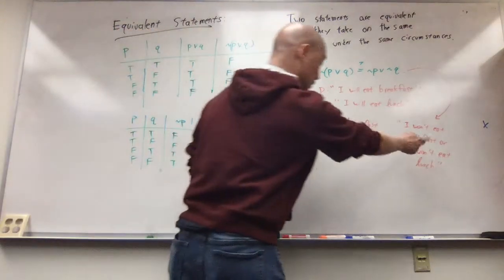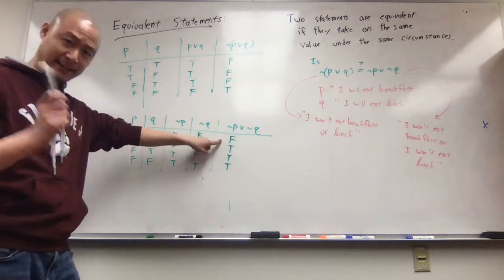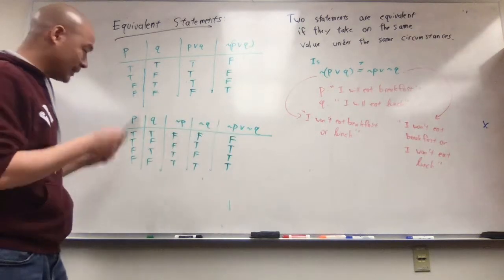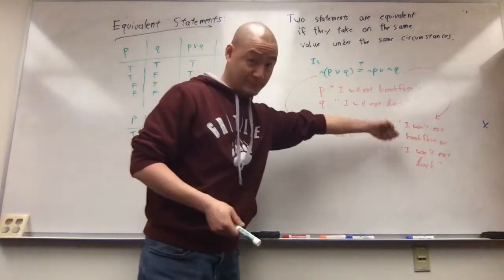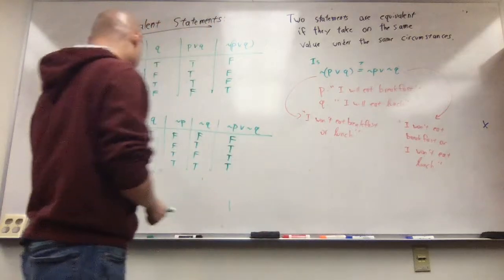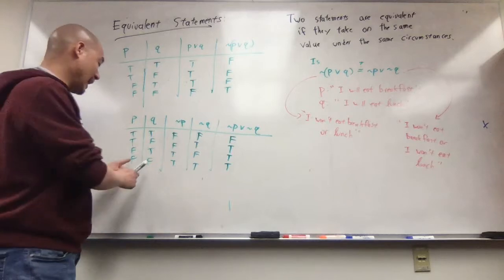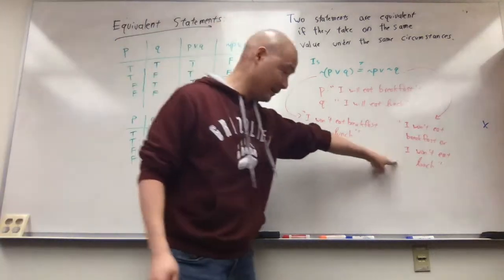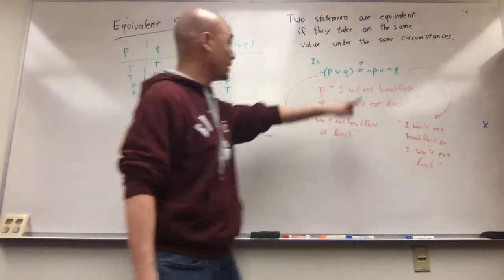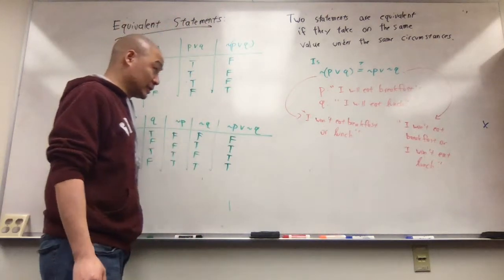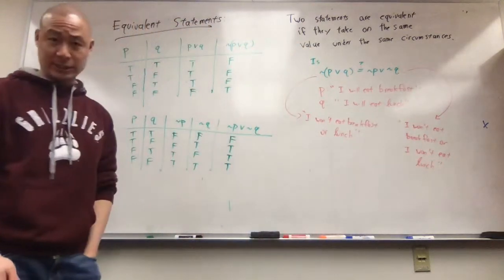I won't eat breakfast or I won't eat lunch. Well, if you eat breakfast and lunch, that's definitely a lie, right? You lied when you said that. But if you skip a meal, then that's fine. You said you were going to skip one of them, and you have. Either you skip lunch or you skip breakfast, and you're all good still, right? And if you skip them both, then you're definitely satisfied. So the truth table for this statement, not P or not Q, does seem to correspond linguistically with what we established here, right?